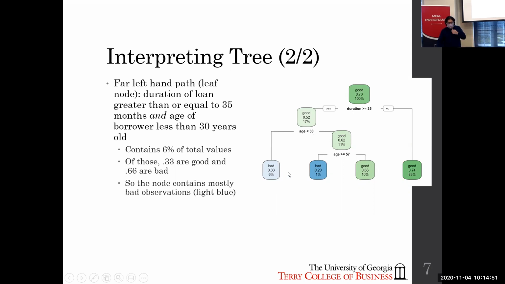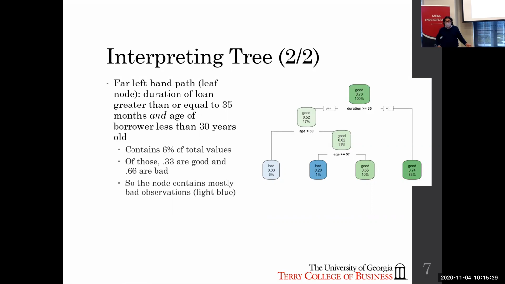The alternative here is that we have a long-term loan with an older borrower, right? So in this case, age is greater than or equal to 57. You don't see the yes, no, but we know that yes is on the left, no is on the right, based on this yes, no. So we have duration greater than 35 months, and then age is greater than or equal to 57 years old, right? And this is 1% of total observations. So there's not a lot of 57 plus people getting loans that have 3-year terms.